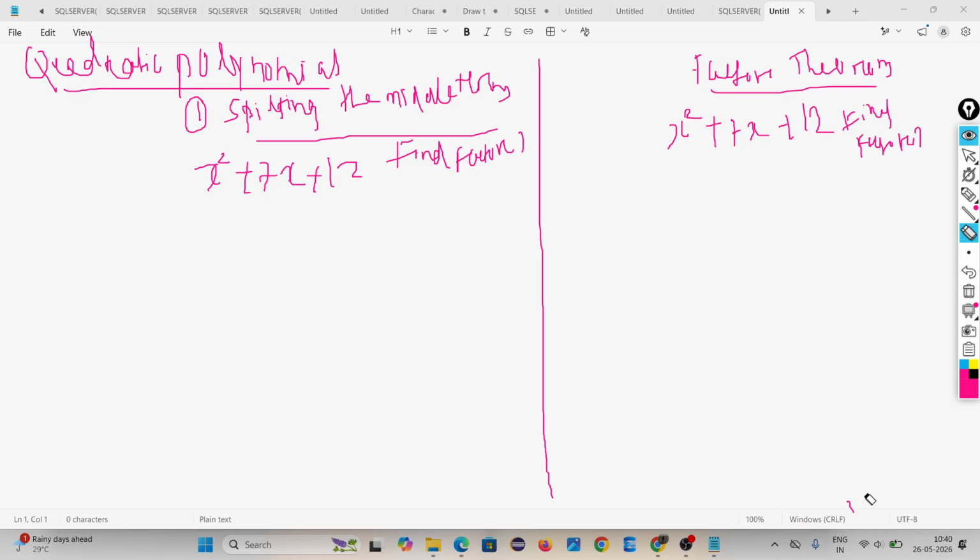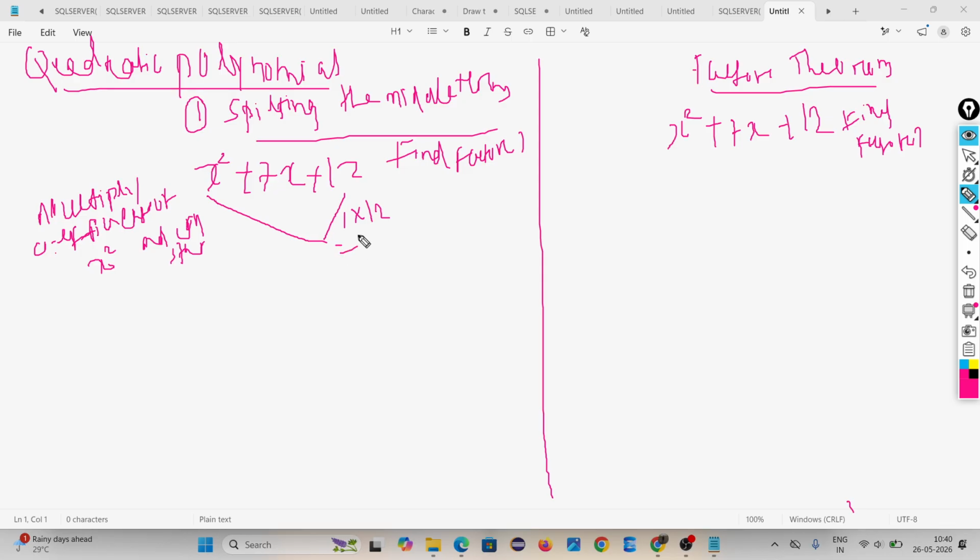First we have to find by using splitting the middle term. Okay, look. Step 1: multiply the coefficient of x square and the constant term. So it will be 1 into 12. It will become 12.